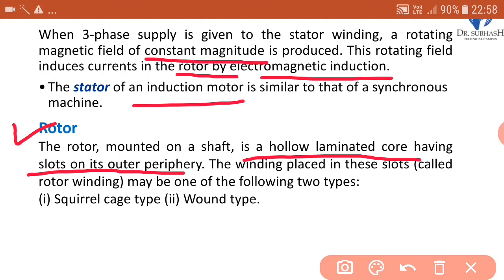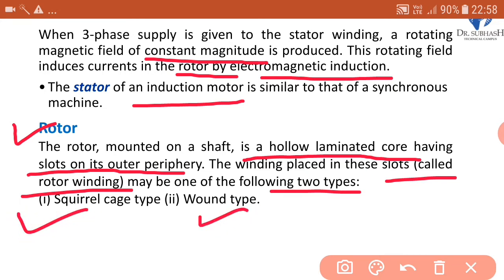The windings placed in these slots are called rotor winding, and may be one of the following two types. So there are mainly two types of rotors in an induction motor. One is the squirrel cage type and the other one is the wound type, or we can also say the slip ring type.